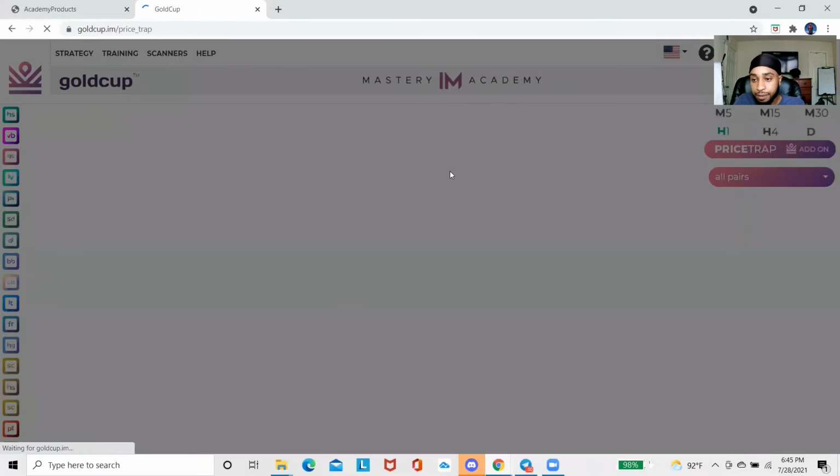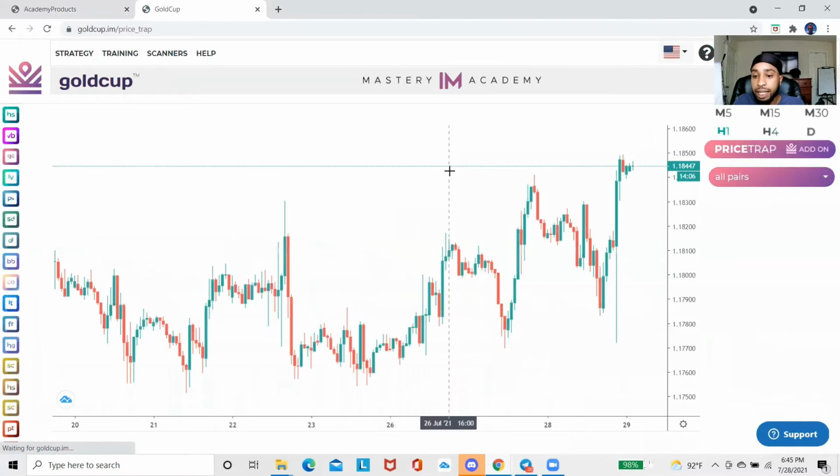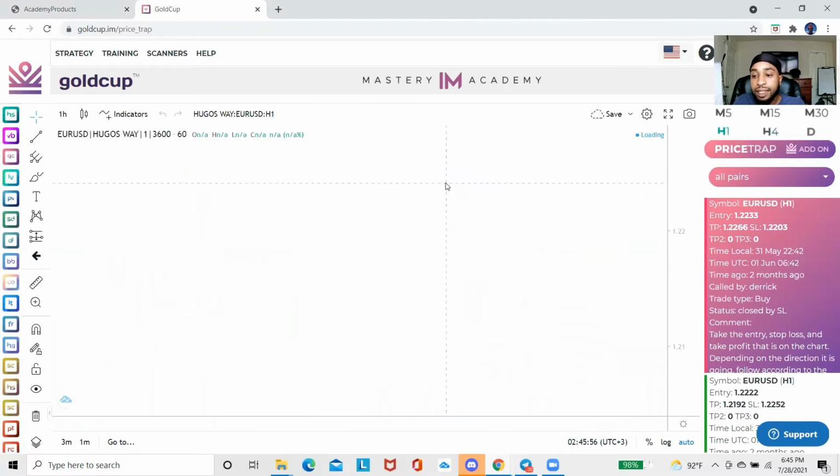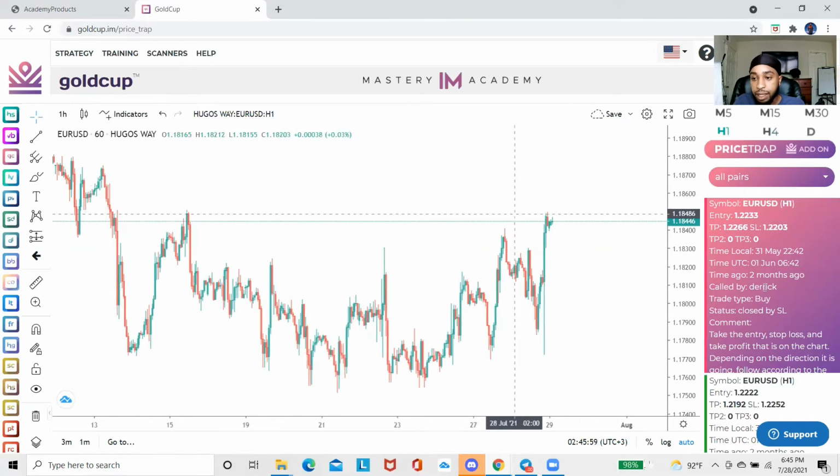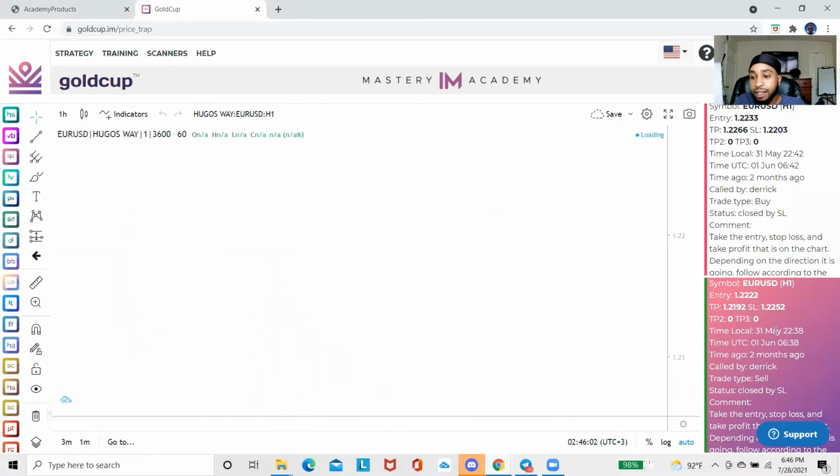Now, whenever I click on Pricetrap, it's going to bring me to a separate screen, okay? Now, on this separate screen, what I want you to really focus on is going to be this, right? These are going to be different trade ideas that he's going to call out.